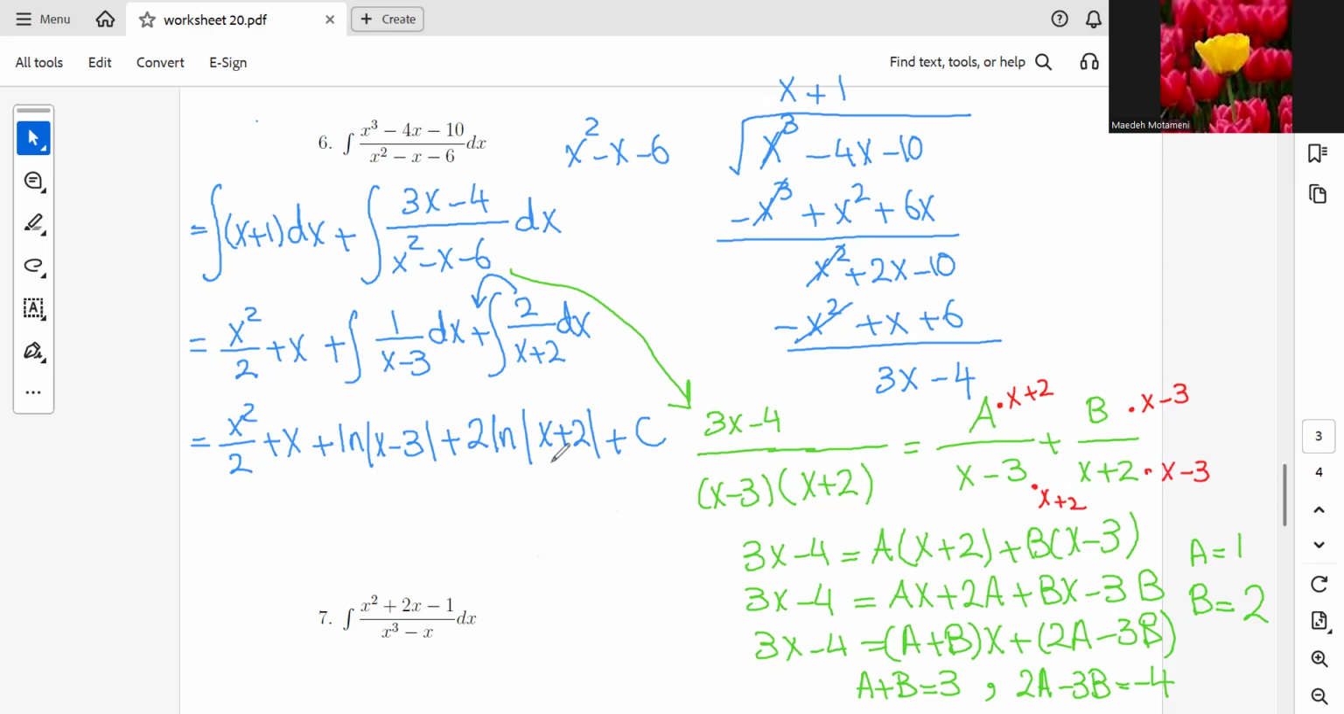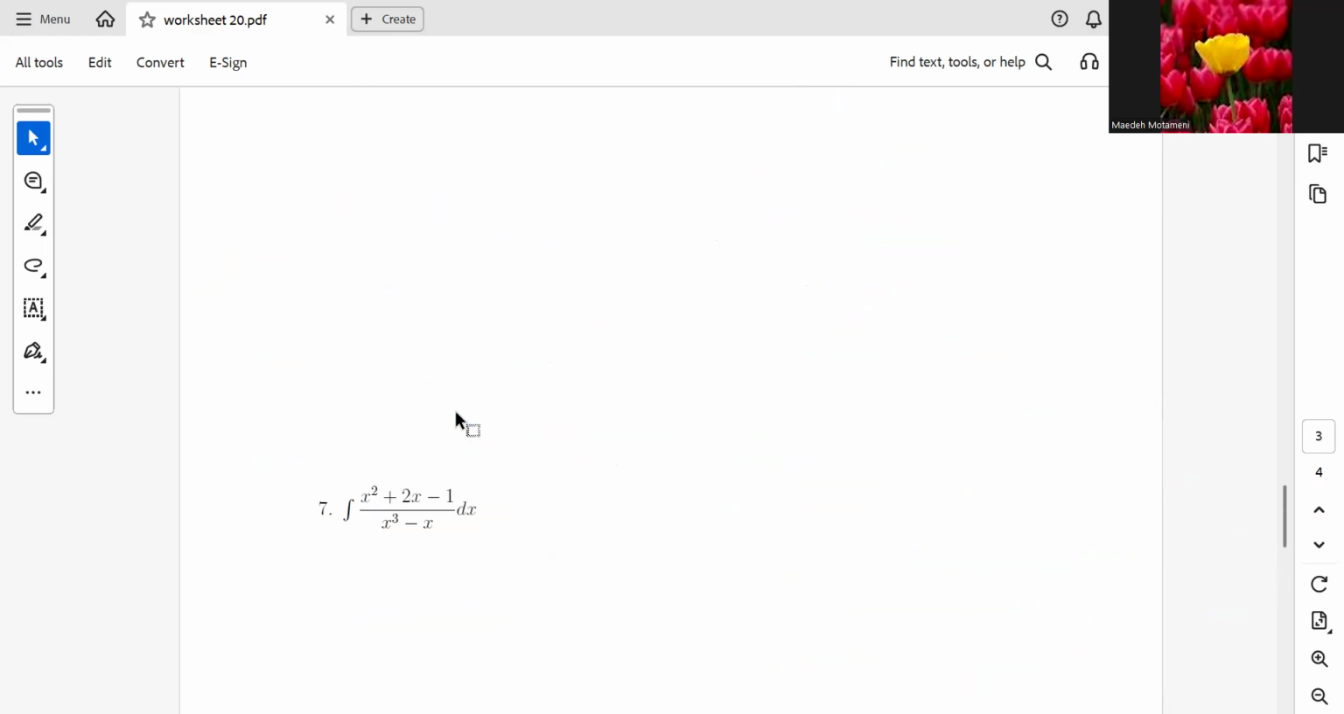Number 7. Okay, number 7 is x squared plus 2x minus 1 over x cubed minus x. So this one, the degree of numerator is less than the degree of denominator.